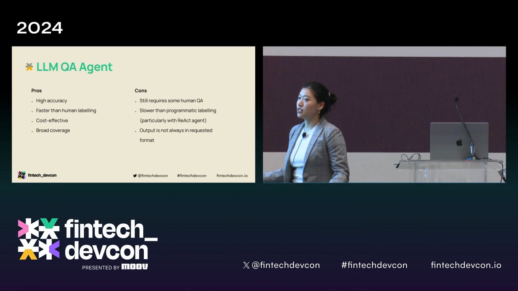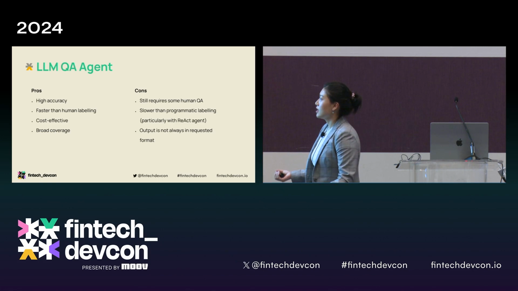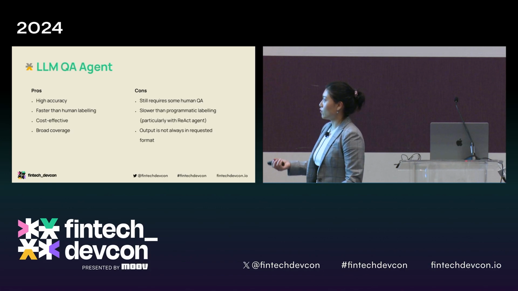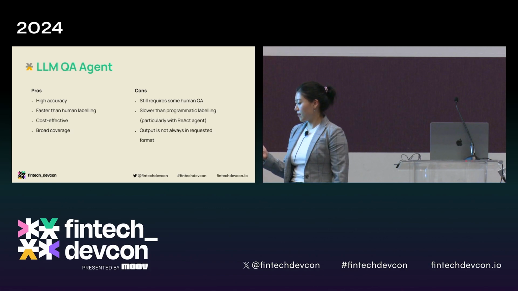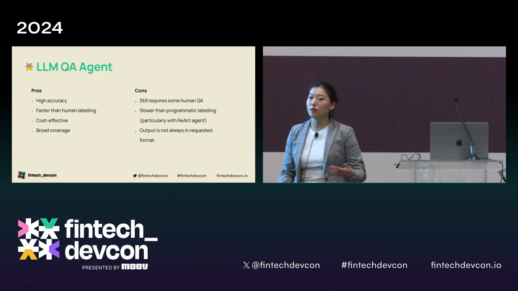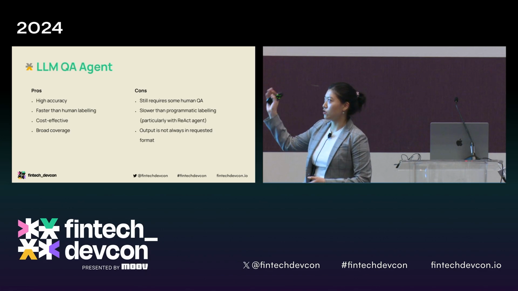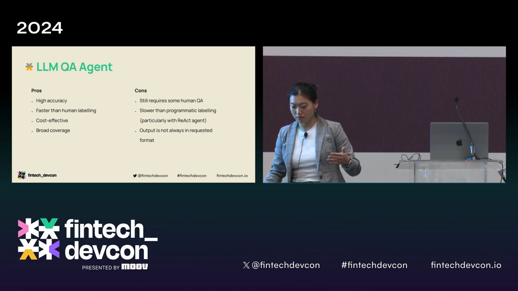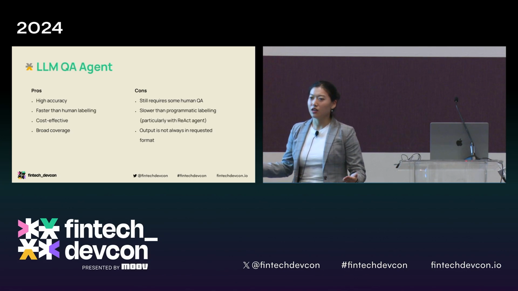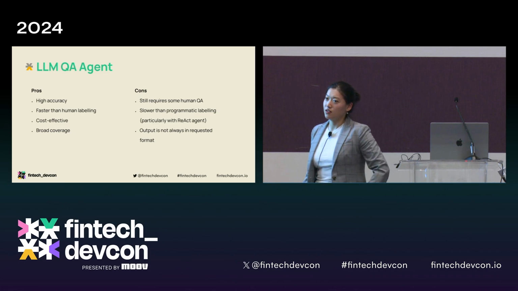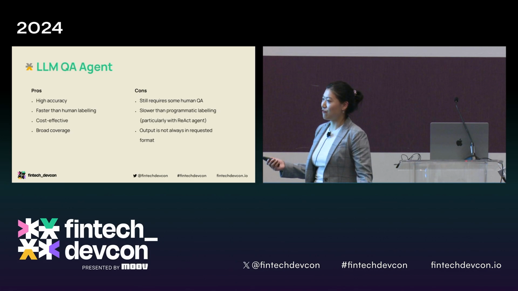And last is the output. Sometimes it is not always in the requested format, but I think the day before yesterday, OpenAI just released another function called structured output. So that might help with this. So yeah, models are changing every day.